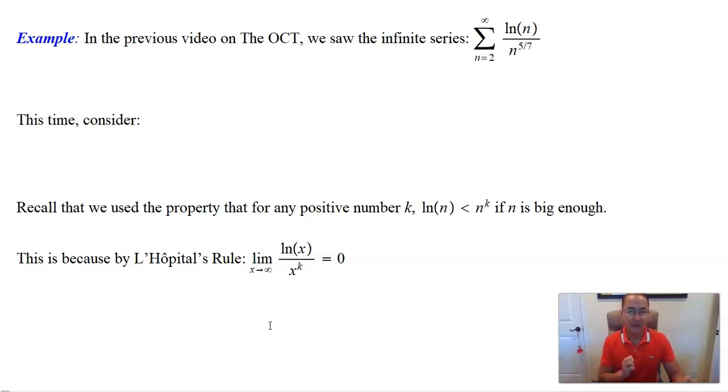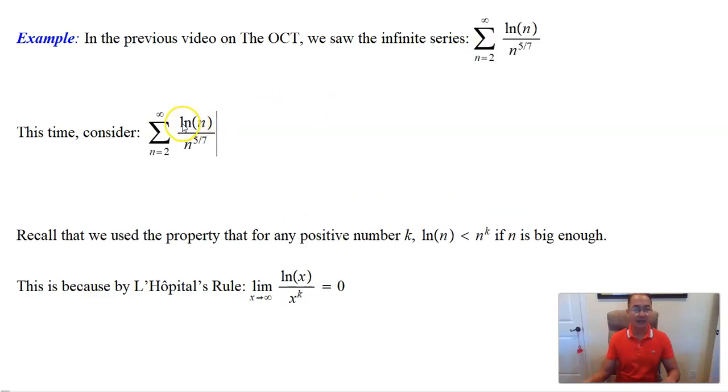Let's do another example. When we did the ordinary comparison theorem, we saw this infinite series. Okay, so instead of cosine 1 over n, we had ln of n over n to the 5 over 7. Okay, this time let us consider, I'm going to take this and put the ln of n in the denominator. So just to be sure, let's put a times symbol in between there. Aha. I have exported the ln of n down to the denominator.